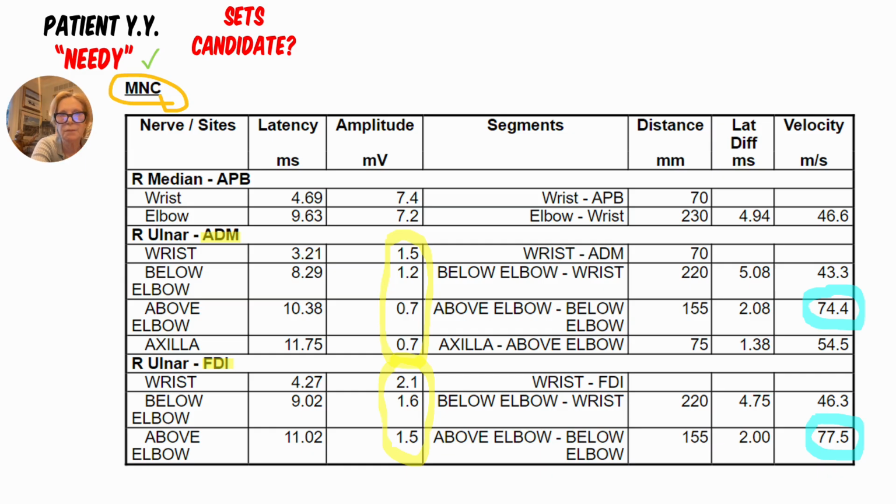Okay, so this is another patient. Is this patient a candidate for the sets?